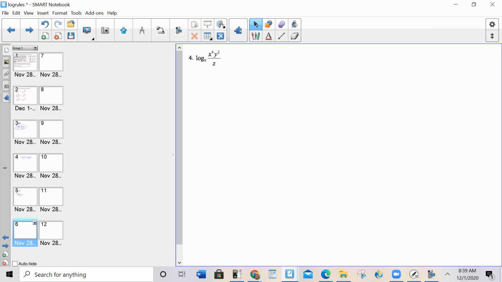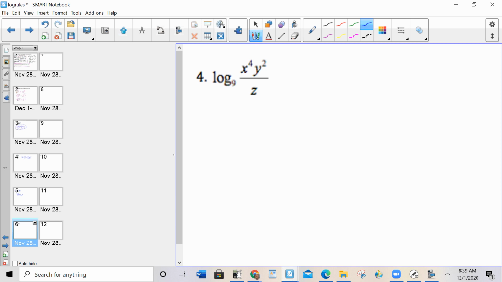Now we're going to start combining stuff. This question is where it gets real. First thing I'm doing is my product and quotient rules. Look for multiplication and division. I see multiplication and I see division.